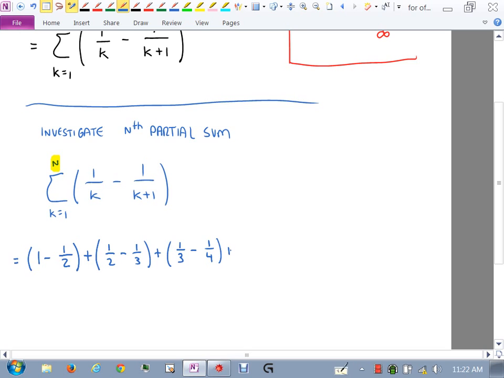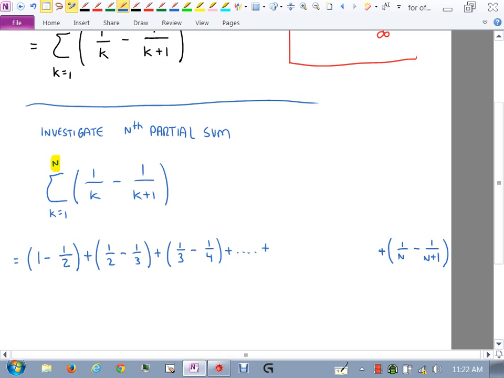And then I keep going with that, right? I keep going with that. And now I'm going to go the other direction, so leave yourself a lot of room here. What would the last term look like? What would the last one be? So I'm going to stop at n, right? So 1 over n minus 1 over n plus 1, right? That's what my last one looks like.